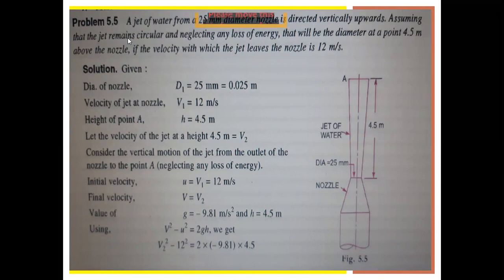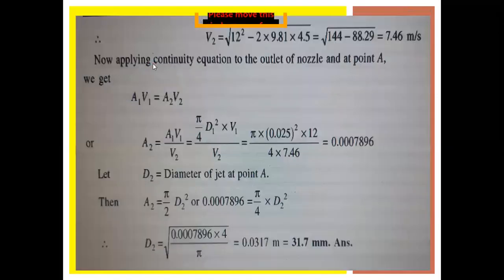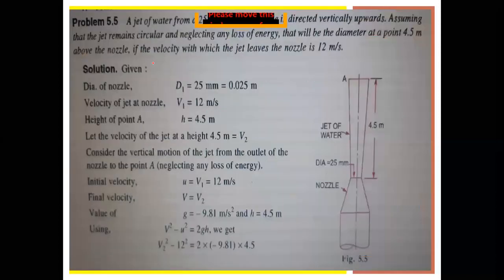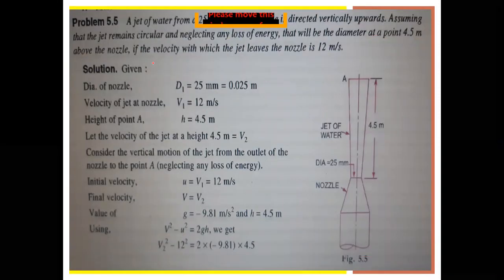So we'll continue the problem in the other style. Here, a jet of water from a 0.25 meter diameter nozzle. From the nozzle, a high jet of water is coming directly vertically upwards. So this is a nozzle here. A high jet of water is going directly upwards.